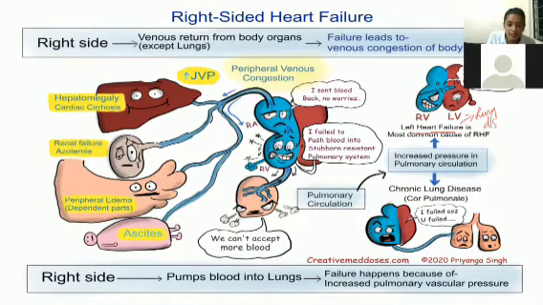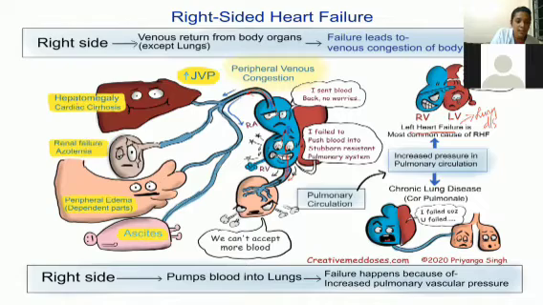So what is happening in this? This is the pulmonary artery. The right ventricle cannot eject blood to the pulmonary artery because of the increased resistance in the pulmonary artery. The right ventricle cannot eject out blood. So what will happen? The venous blood flows back to the right atrium, and from the right atrium it goes back to the IVC, then to different tissues and organs.